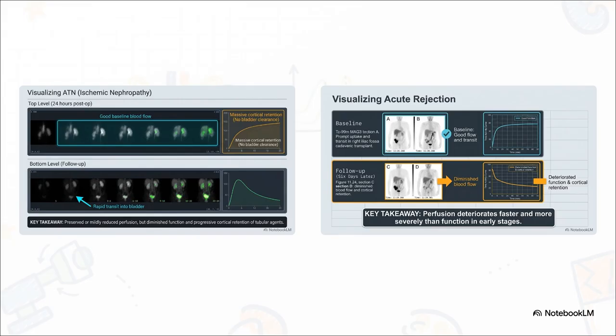When you put them side by side, the difference is just striking. On the top sequence showing ATN, notice how it maintains good baseline blood flow. The kidney lights up nice and early, even though there's massive cortical retention later on because the tubules aren't working right. But then look at the bottom sequence showing acute rejection. That early perfusion is rapidly deteriorating. You see severely diminished blood flow right from the get-go. And that, right there, is the true hallmark of early rejection.